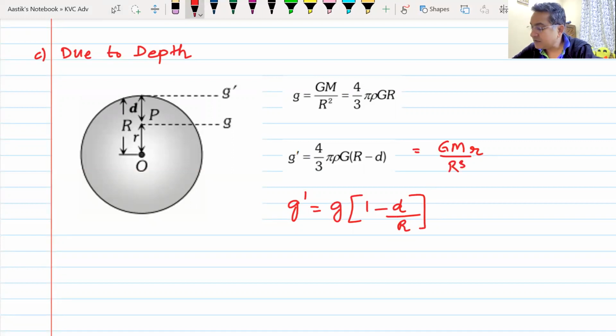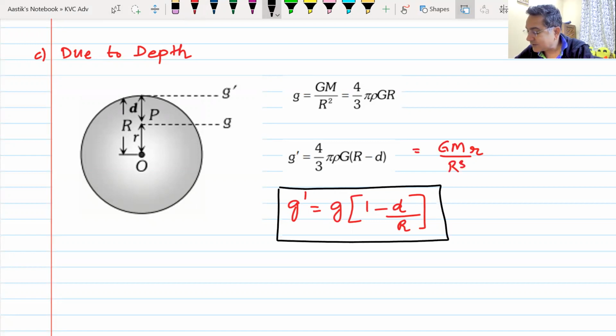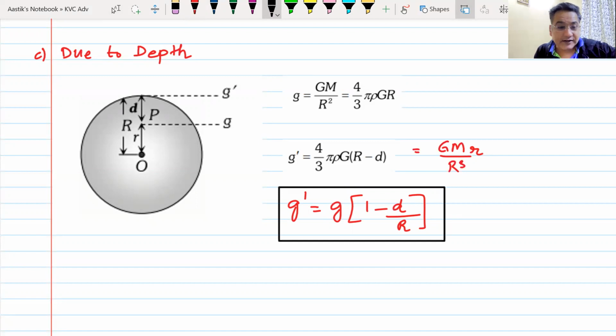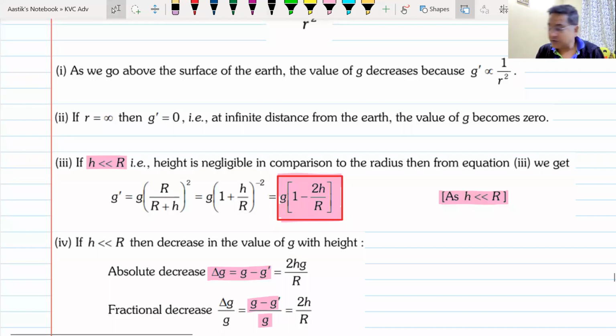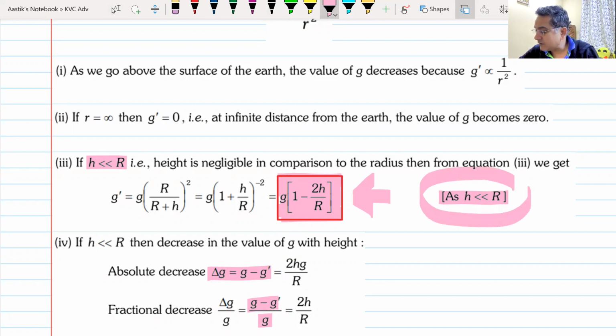Now, this formula is the exact formula. This is not an approximate formula. This is an exact formula and it is valid everywhere. Now, this formula looks similar to the formula that we had arrived at for variation of g with height, this pink one. But remember, this pink formula was an approximate formula which was only valid when h was small. So this is the difference between the two formulae that we have derived.